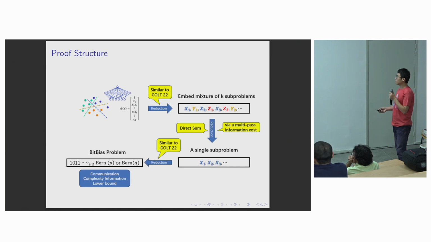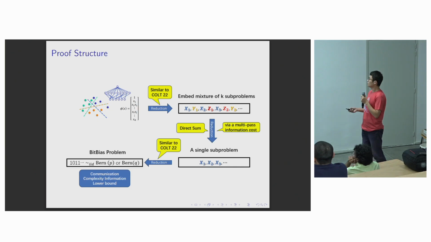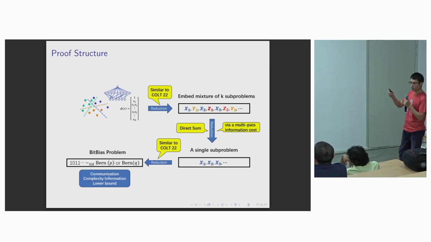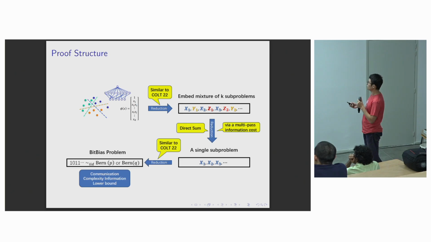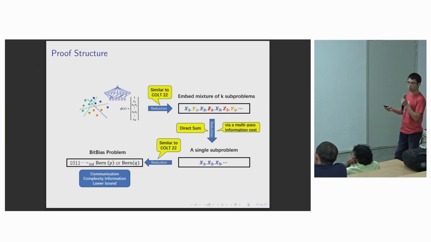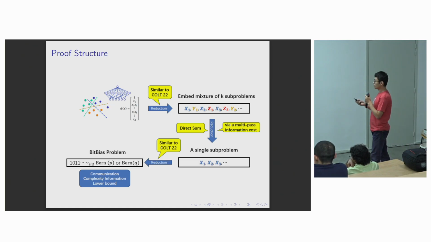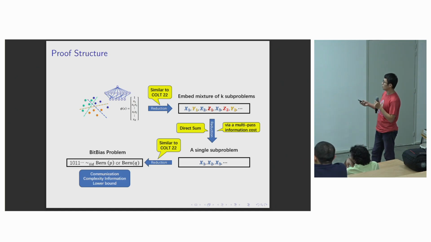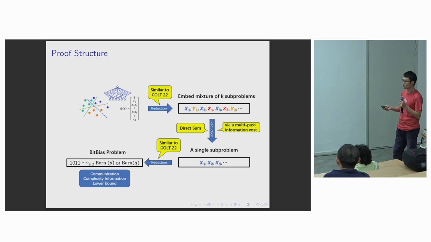Here is the proof structure. Our proof uses a three-stage reduction. First, using a reduction as in the previous paper, we view these learning problems as an embedded mixture of k independent subproblems, meaning that k independent subproblems are embedded into one data stream. Then, with the multipass information cost and its direct sum property, we only need to show the hardness for one single subproblem. Then, by a similar reduction as in the previous paper, we can reduce this subproblem to a very basic problem called the bit bias problem. In this problem, we want to distinguish whether a stream of IID random coins are p-biased coins or q-biased coins. Then we prove a lower bound on the information cost in the communication setting, which further implies the lower bounds in the streaming setting.